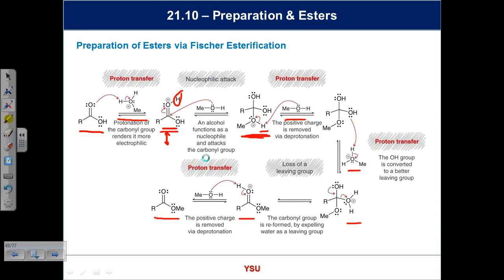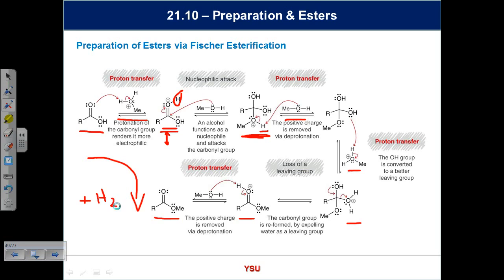So we've got this problem again of going backwards and forwards. So how do you make this thing work? How do you make this go in the direction you want, down to that stuff right there? What do you need to do? Excess alcohol is a good one. Often it's the solvent because it's cheap and it's easy to do. And then remove the water at the other end, because at the other end, don't forget, the byproduct is H2O.